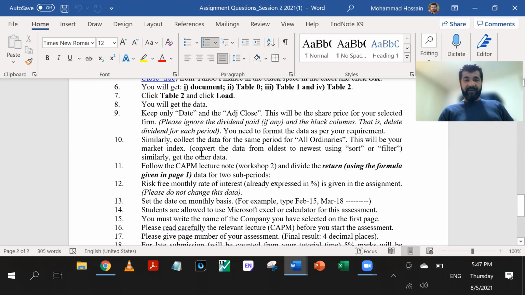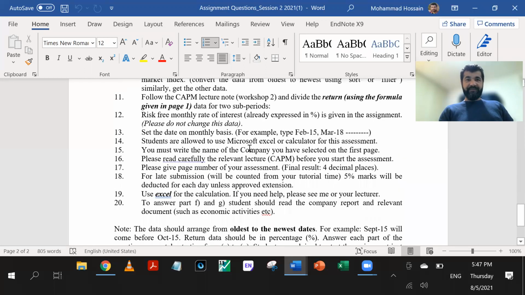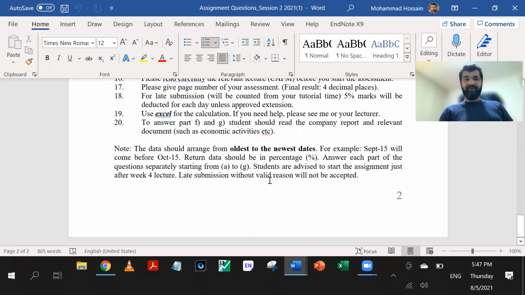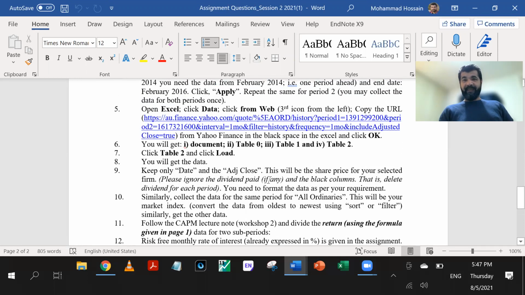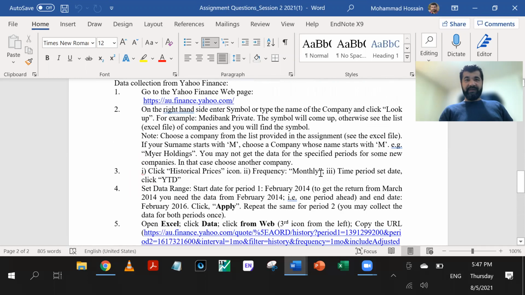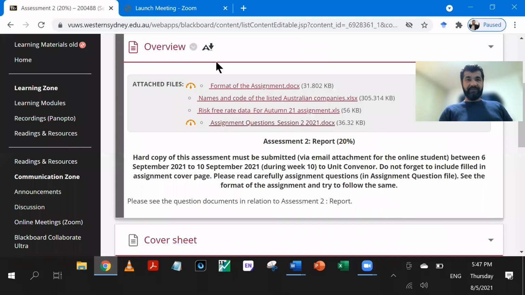Convert the data from the oldest to newest using sort or filter. Follow the CAPM lecture note workshop 2 and divide the return using the formula given in page 1. Therefore, 2 sub-periods, risk-free monthly rate for interest rate. Okay, so these things will be fine. I think what your question is about is how do we get all this data, right? That's the problem, all ordinaries. Let me show you guys how to do these things.